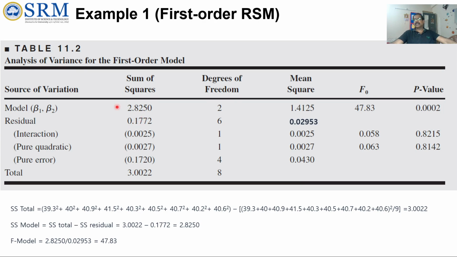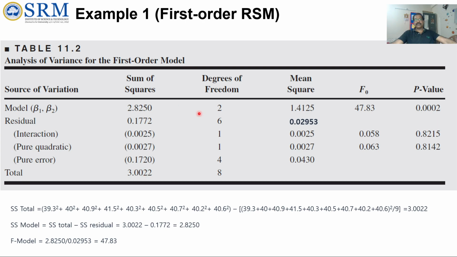Once we have all these values, we know how to calculate the sums of squares of total. So the sums of squares of total will be what? Individual values squared, minus the whole sum squared divided by the number of factors. By doing that, we can get the sums of squares of total as 3.0022. Once we have this value, if we subtract all the other values from it, we can get the sums of squares of the model.